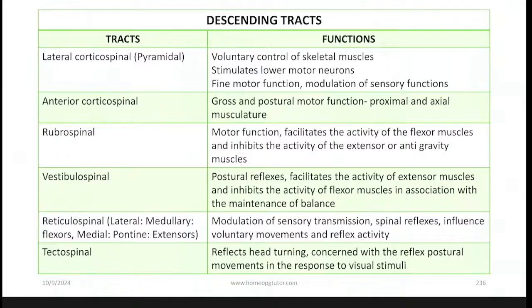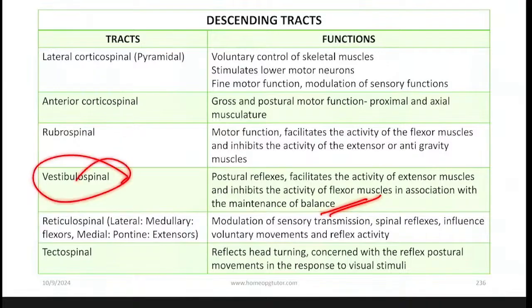Okay. Next one, talking about the vestibulospinal tract, which is in the ventral column. Okay. So the vestibulospinal tract helps in the postural reflexes, facilitates the activity of extensor muscles and inhibits the activity of flexor muscles, and that too in association with maintenance of balance.